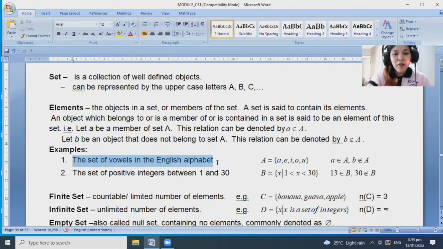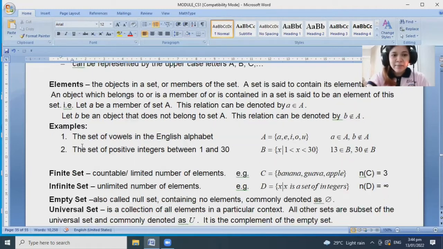Examples. The set of vowels in the English alphabet. Patinig. Alam niyo naman yon. So, A is equal to a, e, i, o, u. We can say that a is an element of A, but b is not an element of A because we know b is a consonant or katinig.